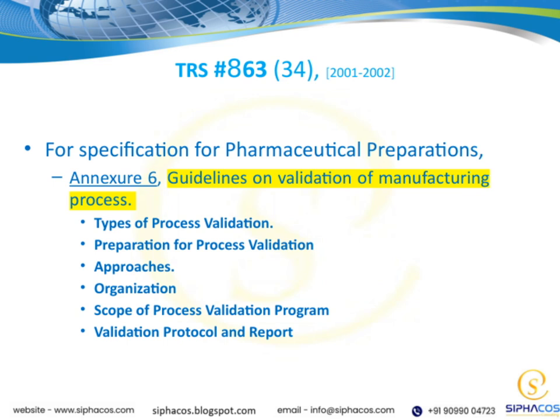This helps in maintaining a streamlined validation process. The scope of the process validation program defines what aspects of the manufacturing process will be validated. It sets the boundaries and objectives, ensuring that the validation efforts are comprehensive and aligned with regulatory expectations.